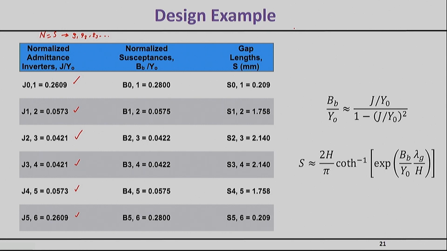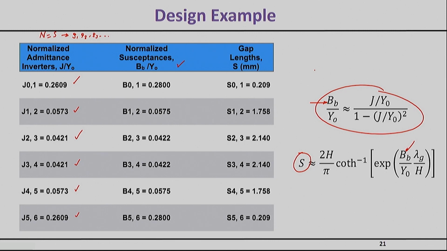Once you have those inverter values, you can immediately apply this equation here and find out the unknown susceptance B, which is basically what this column gives you. And once you have this susceptance B, you can basically find the gaps, as you can see here, for the specific equation we need and the specific implementation we need.